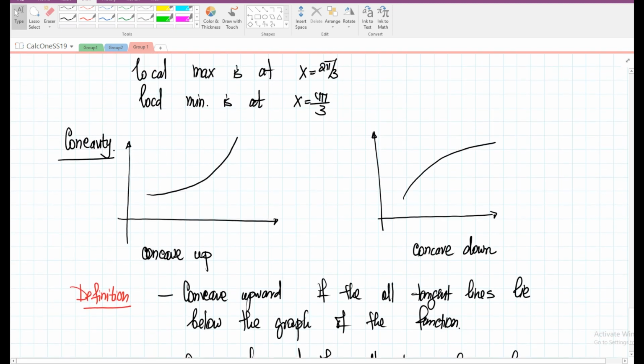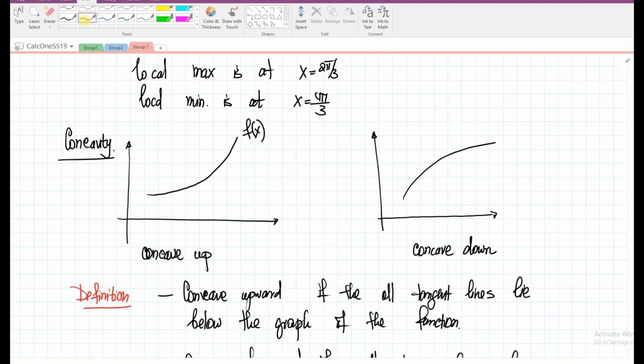Now you need to tell me another thing. So how to know whether the function is concave up and down? So let's say you're given a function, right? Previously we said I can figure it out using the tangent lines. Do you know why? So let me draw.